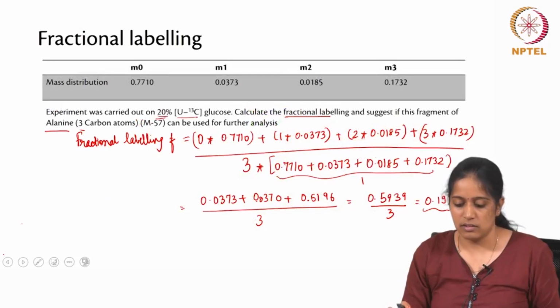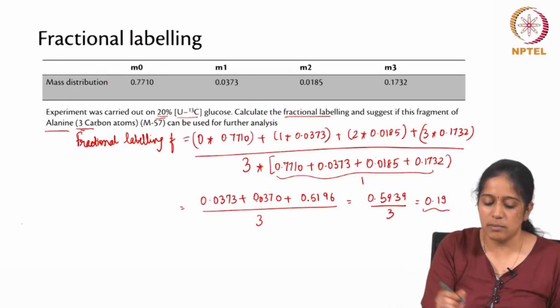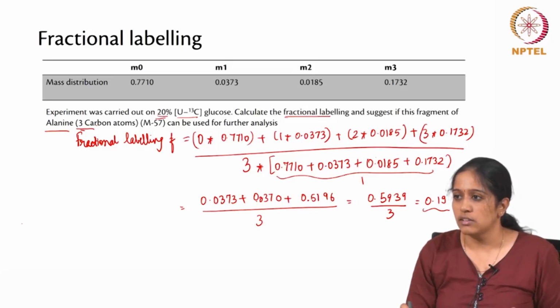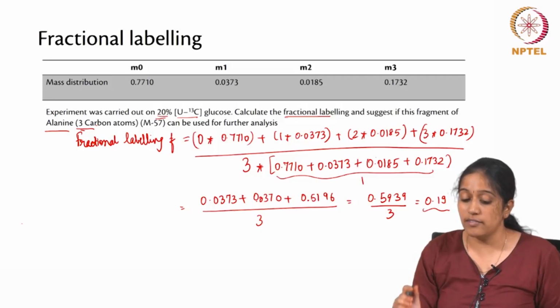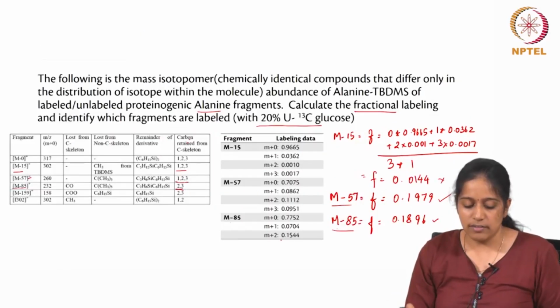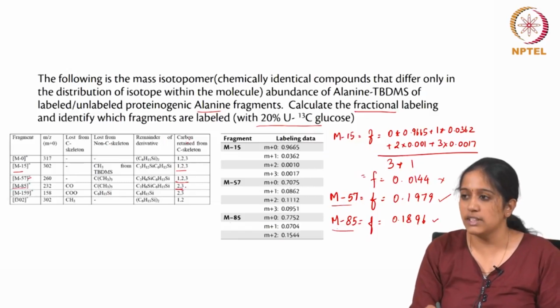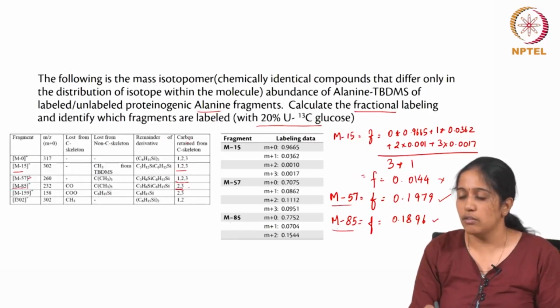And why are you multiplying the denominator by 3? 3 is because of the number of carbon atoms in alanine. So, it depends on different amino acids, and also on the fragment that you are analyzing. So, if I were to take, say, m minus 85, I get information only about the second and third carbons. So, I have to multiply it only by the number which is here, that is 2.